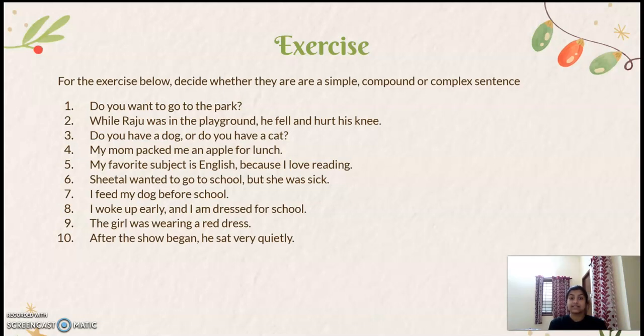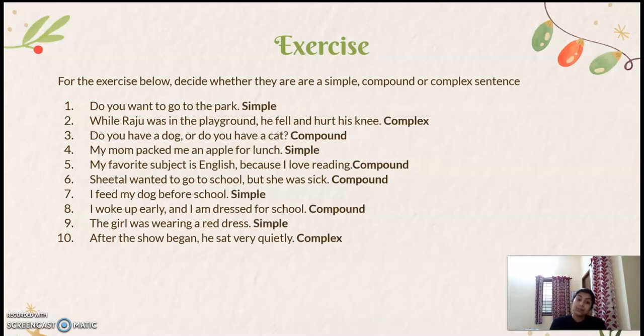Remember, a simple sentence has one independent clause or one fully finished thought or idea. A compound sentence has two independent clauses or two different ideas or thoughts. A complex sentence has one independent clause and one dependent clause. So one idea or thought and another which needs the independent clause to understand, to help the sentence make sense.